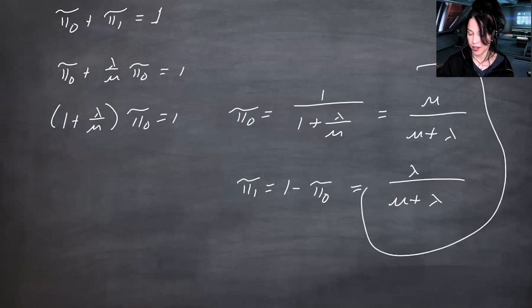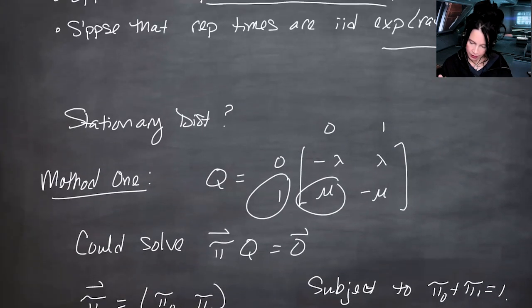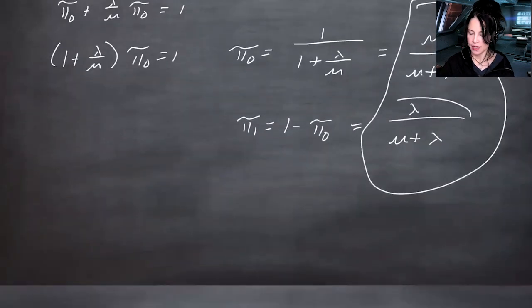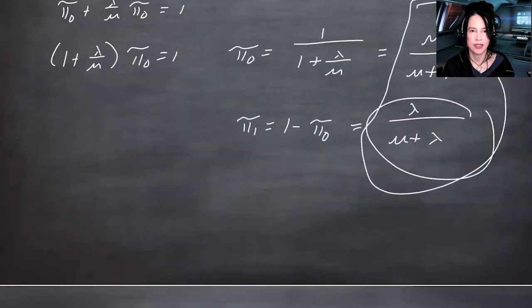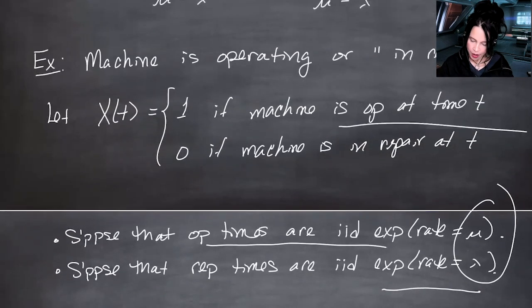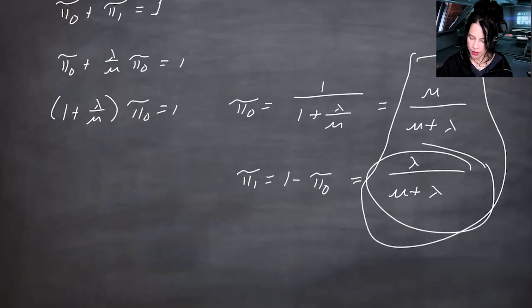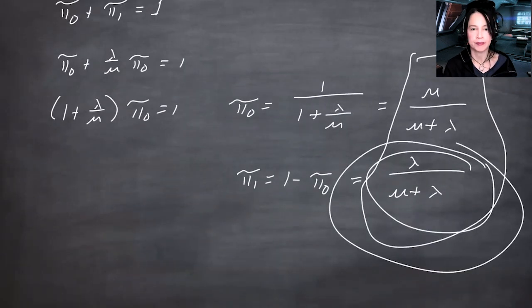And that's what you should get with method 1, so you might want to check that if you want some practice. But the long run proportion of time the machine is working, which means we're in state 1, is lambda over mu plus lambda. And the long run proportion of time we're in repair is mu over... no, I did it the other way around, but whatever. Yeah, operating is 1. So this is the long run proportion of time we're operating.